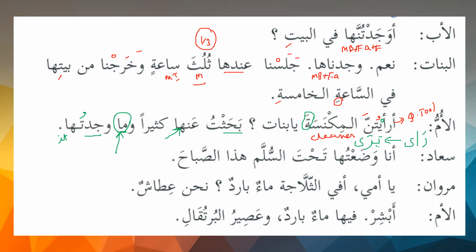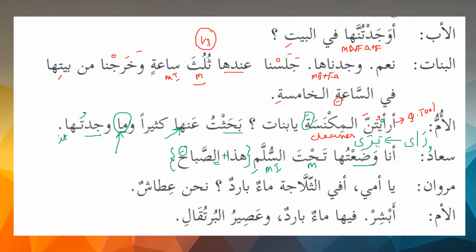Ana, so Suad is the name of the feminine. Ana wada'atuha. Wada' means placed or put. I placed it or put it tahta sullami. Sullam is ladder or the staircase. Tahta is a zarf, it is mudaf and mudaf ilayh. Tahta sullami. Hadha sabah. Hadha sabah is one word, ism al-ishara plus the marifa noun. Hadha sabah is coming as zarf with fatha, meaning this morning, showing you the part of the time of a day.